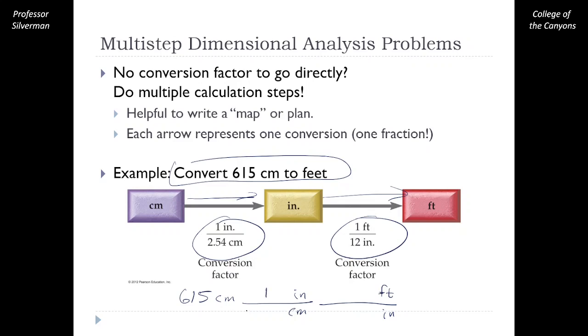1 inch is the same as 2.54 centimeters. 1 foot is the same as 12 inches. And there we go. We have our whole calculation set up. All those units cancel out nicely. Centimeters divided by centimeters. Inches divided by inches. All that's left over is feet, which is exactly what we want to find.